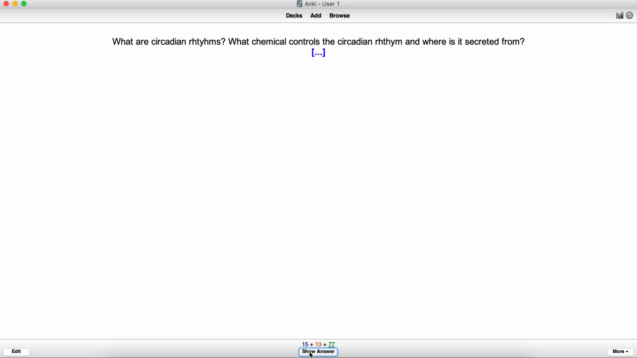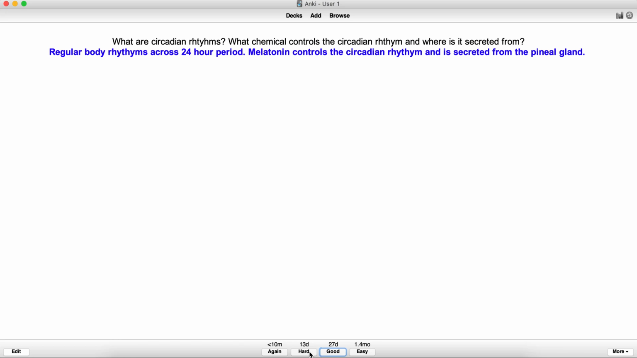What is the circadian rhythm, the body's natural rhythm? In a 24-hour period, what chemical controls circadian rhythm, and where is it secreted from? The chemical that controls circadian rhythm is melatonin, and it's secreted from one of the glands. Was it the pineal gland? Pineal gland. Yeah. Melatonin is secreted from the pineal gland.